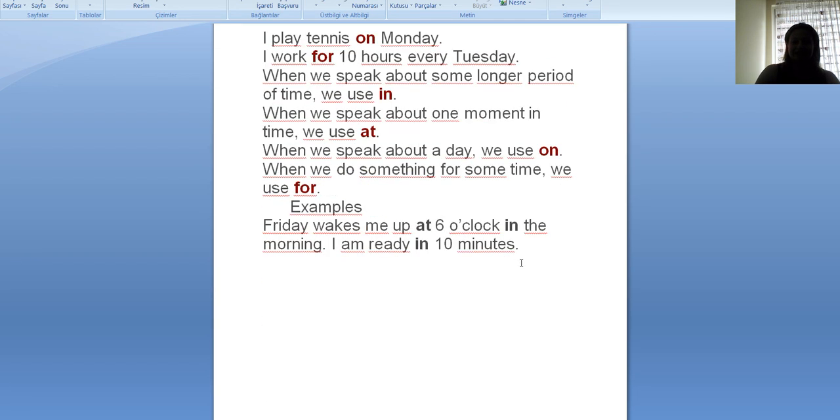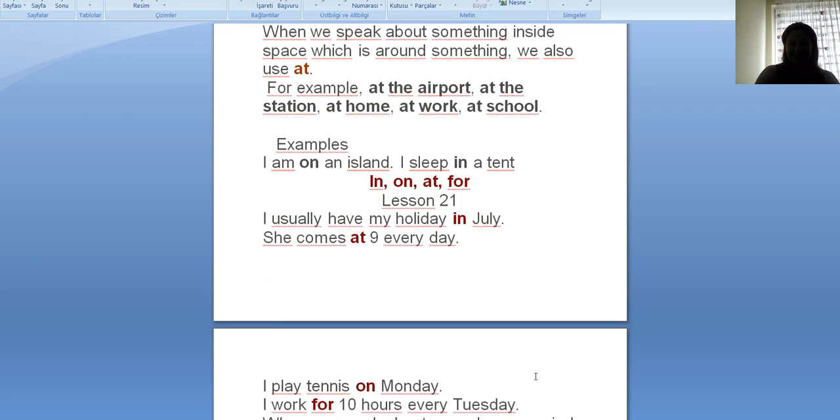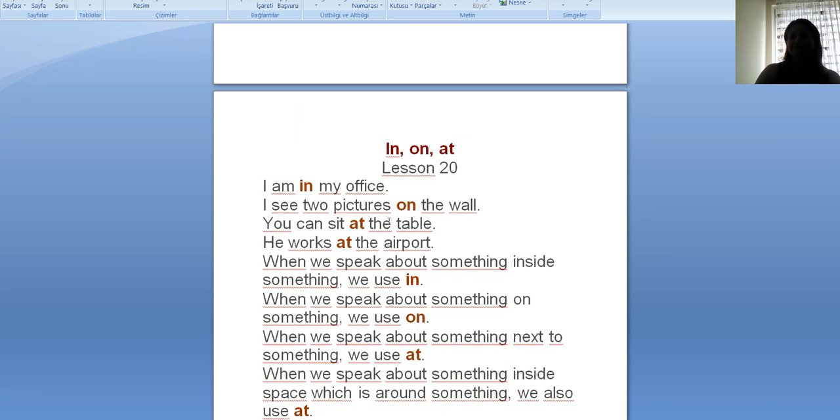Lesson: in, on, at. Now the first. I am in my office now. I see two pictures on the wall. On the wall. In my office. You can sit at the table.